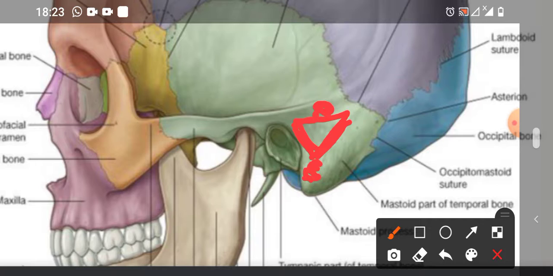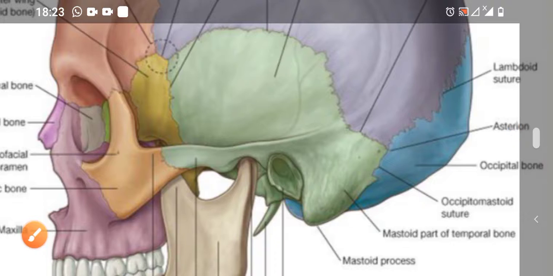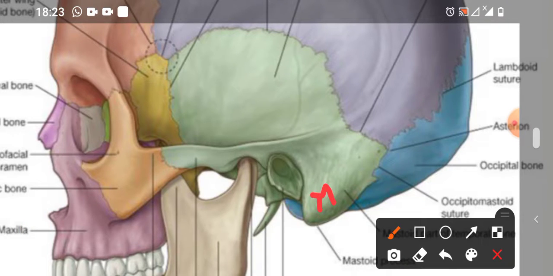What is the mastoid antrum? This is the mastoid part of the temporal bone. Inside the mastoid part, there is an air-filled cavity. I'm drawing it over here, but it is present inside, so I will show you by dots. Here is an air-filled cavity, which is called the mastoid antrum. It is communicating with the ear. So the triangle is forming the lateral wall of the antrum.